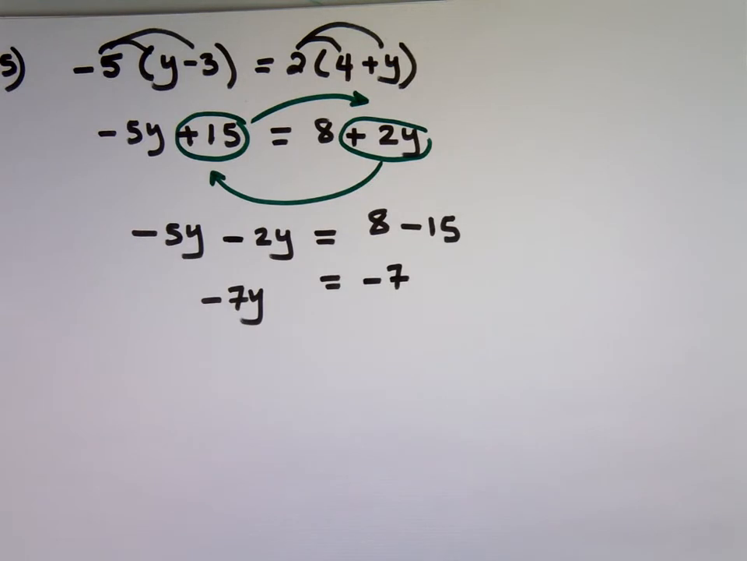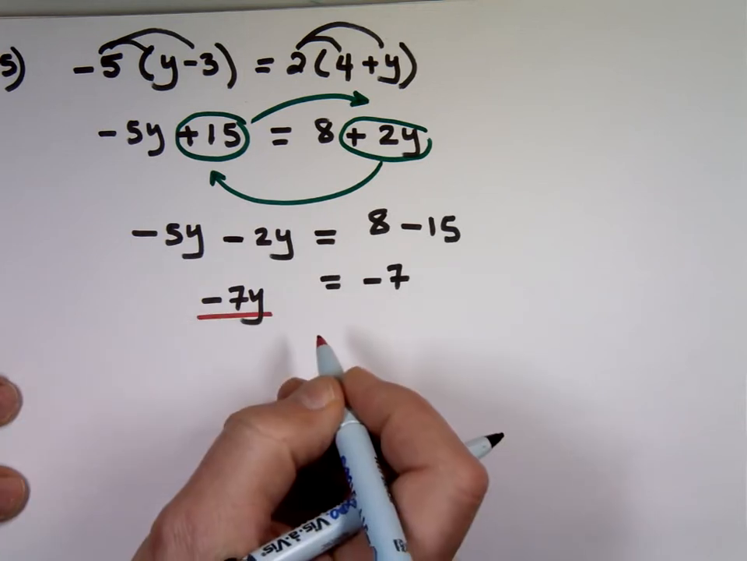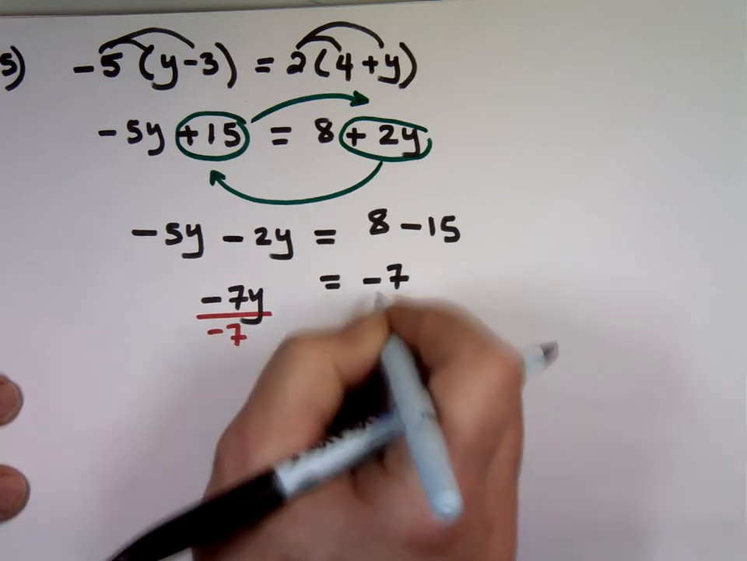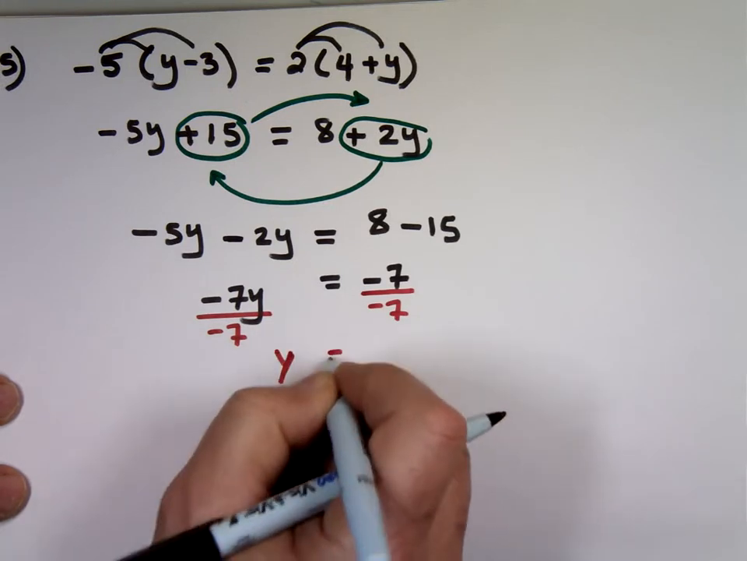So now to solve for y, not x, divide by negative 7. Y equals 1.